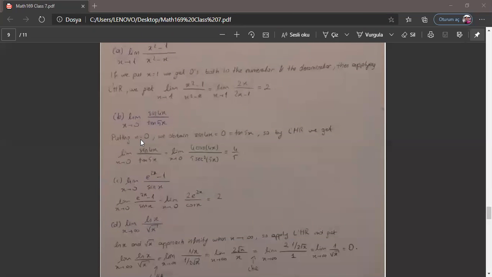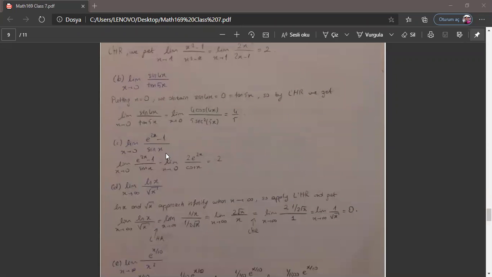For this part, if we put x equals 0, sin 4x is sin of 4 times 0, so sin 0 is 0, and tan 0 is again 0. So we can apply the rule. You take the derivatives of each one, so you obtain these, okay? When you put x equals 0, you get cos 0 here, which is 1, so you get 4. And sec squared 5x, which is 1 over cos squared 5x, gives again 1, times 5. So at the end, you obtain 4 over 5 as the limit.